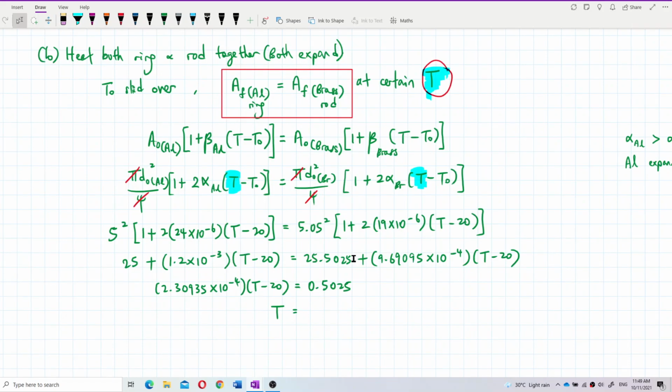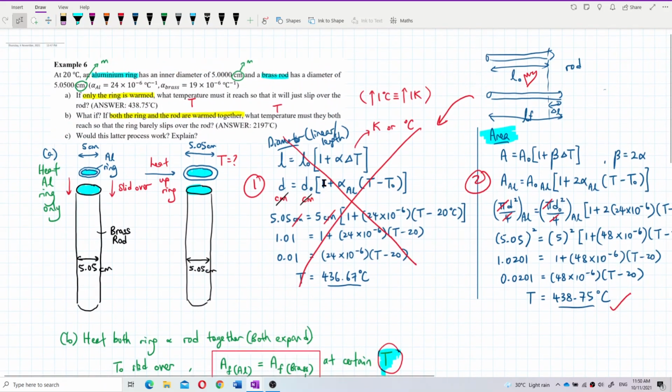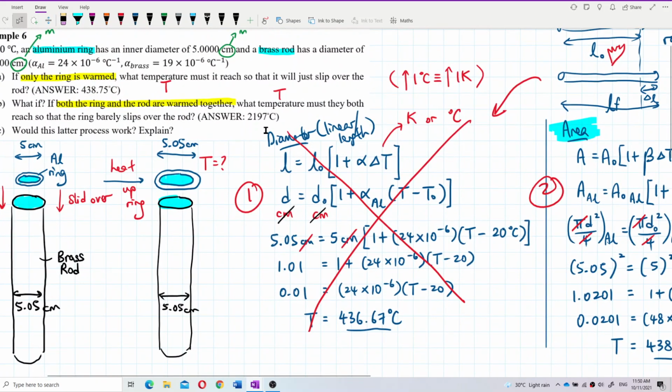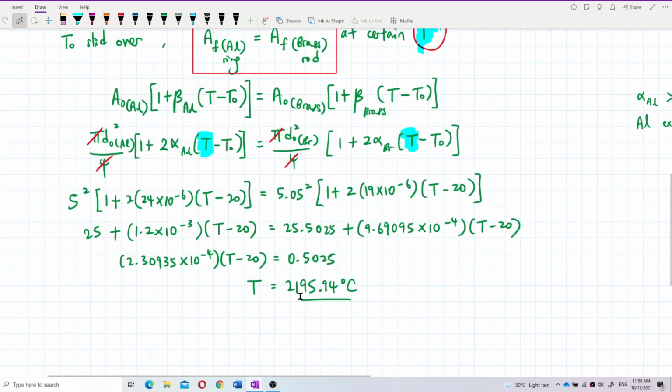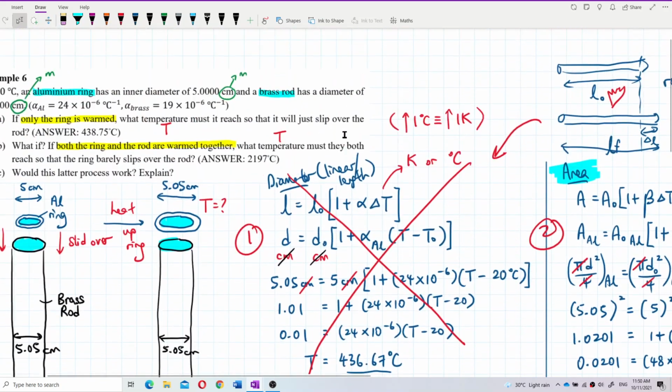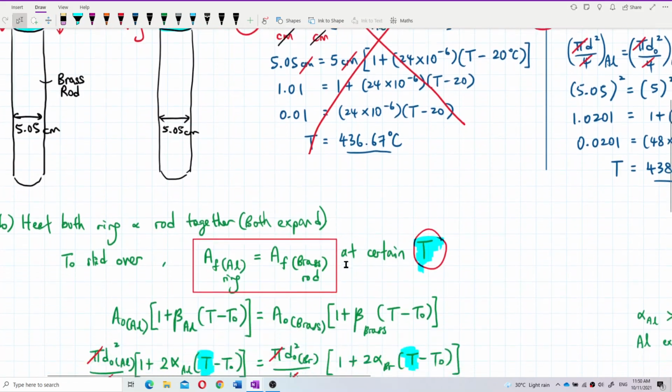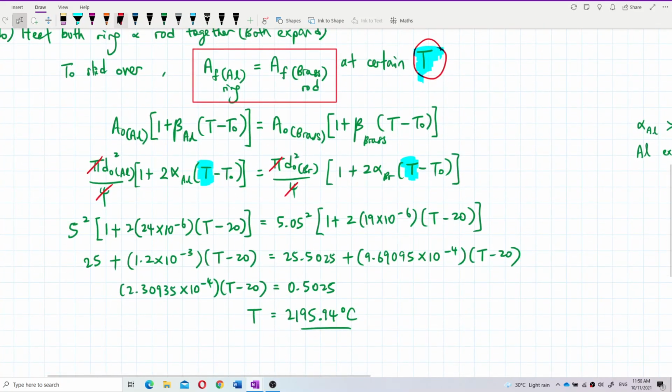So I got the temperature as 2195.94 degrees Celsius. A bit lengthy, all the mathematics. So is the answer correct? Compared to mine, it's 2197 and 2196, so it's almost there. It's correct.